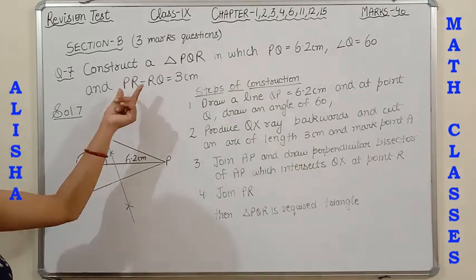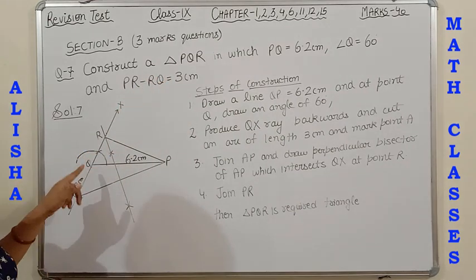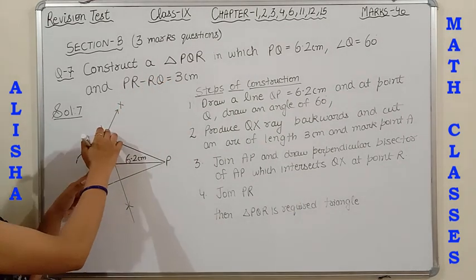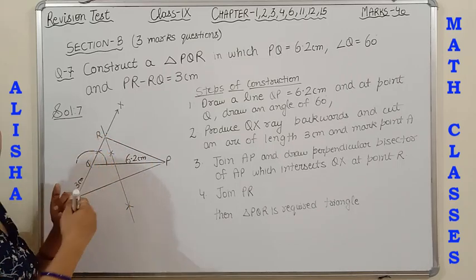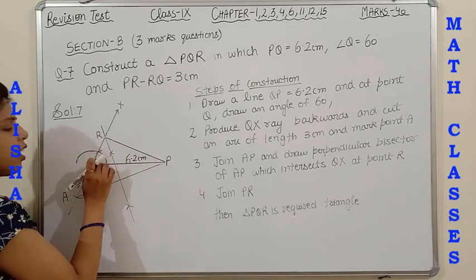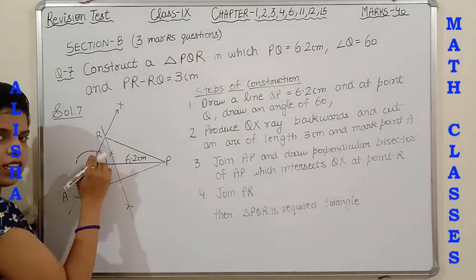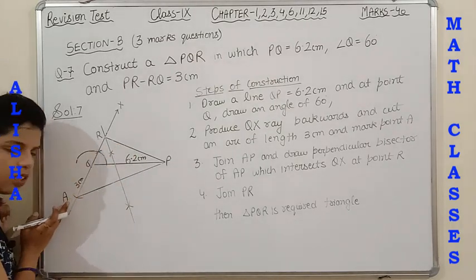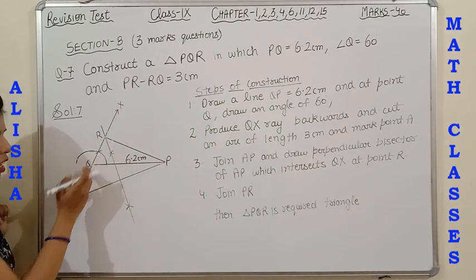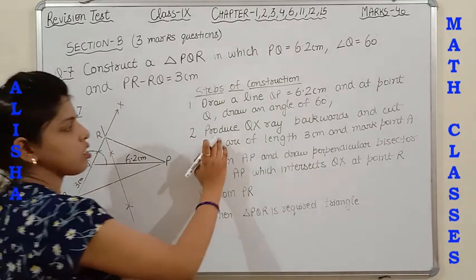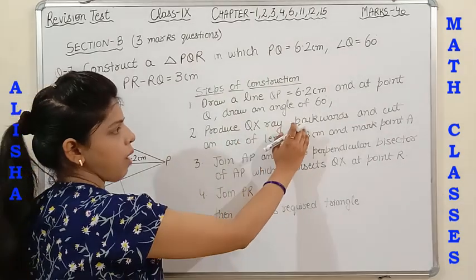Now what you observe is PR minus RQ, so point R will come here. So PR is greater, as you have done in the exercise, that if the side opposite to the angle is greater, that means this line will be produced backward. So here I have produced this QX line in the backward direction. I have written here, produce QX ray backwards.